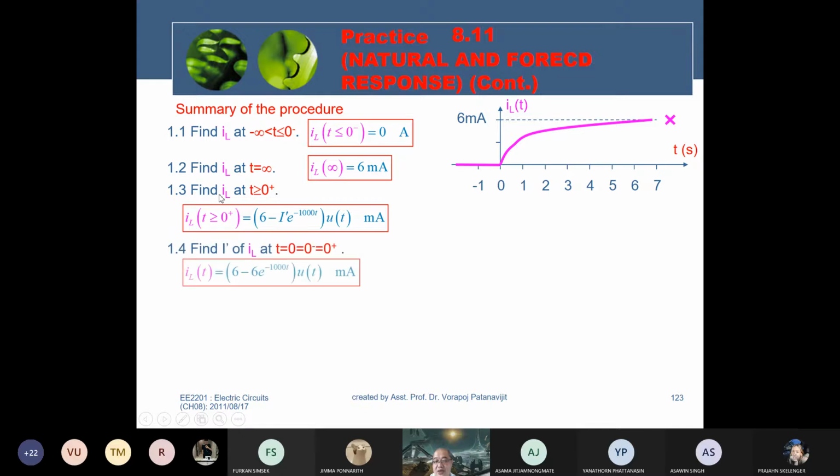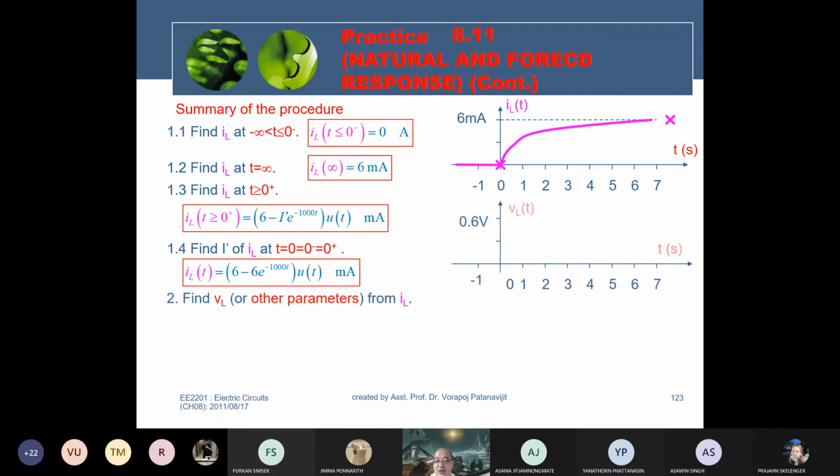I_L and I_S are equal when time equals 0, and you can find the current in this case. Next step, you determine the inductor's voltage. The inductor voltage is derived from the inductor current.